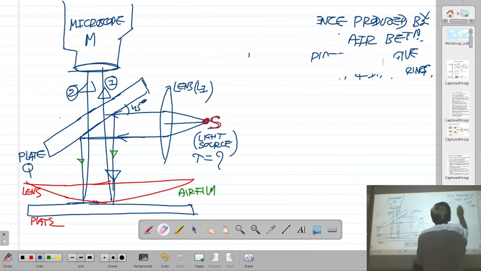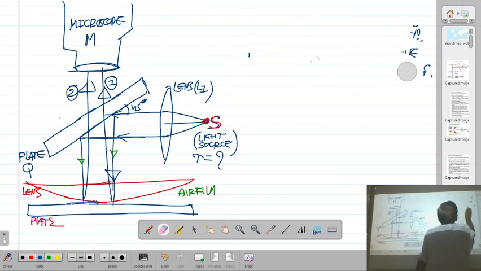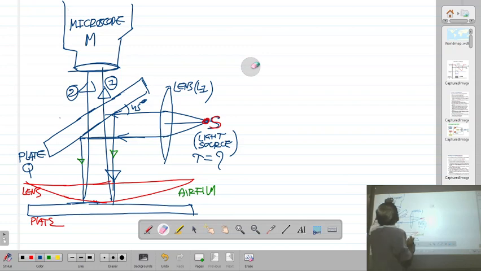Now these rings, if you focus the microscope on the reflected rays 1 and 2, the first reflected ray is reflected from the upper surface of the air film and the second reflected ray is reflected from the lower surface of the air film. They produce interference and give a bright ring or dark ring. This can be seen through the microscope, but you have to focus the microscope on the reflected rays at the center of the lens and plate.